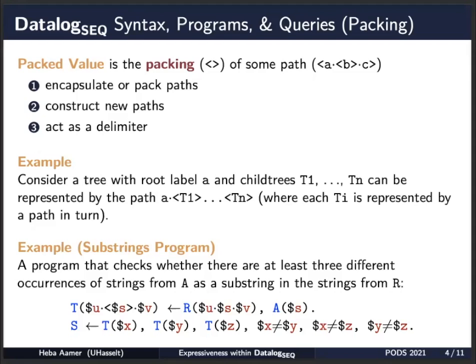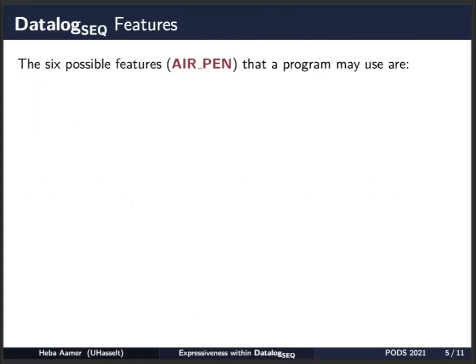And now to begin our research, we need to define precisely the features we have in Sequence Datalog. And to illustrate the different features, I'll be using the 2 programs I have just showed you. So we have 6 features in total that can be used by a program, and you can just memorize them with their initials by the 2 words "air" and "pin".